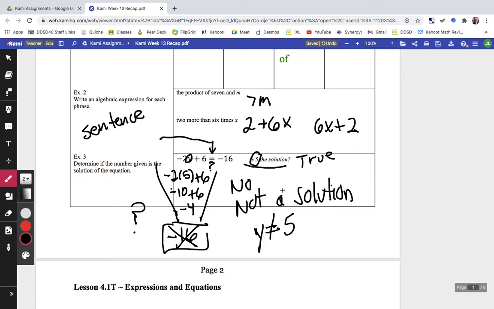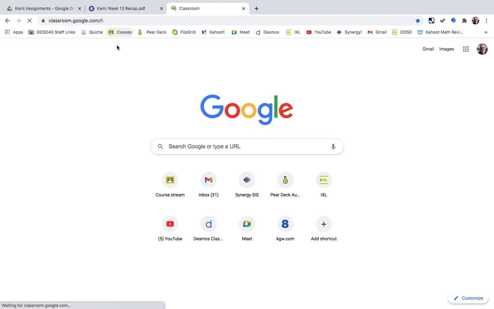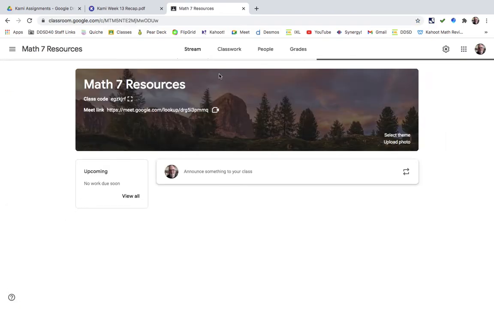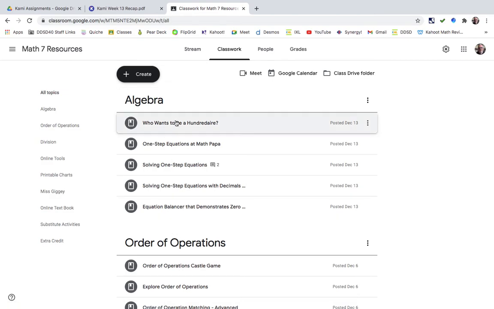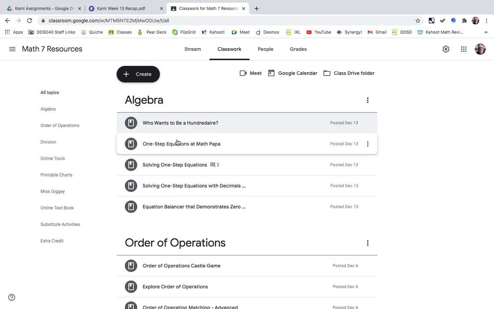So that was all for Kami today, so I'll close that out, and we'll go to Math 7 resources. I'll go to classes and Math 7 resources because I have added 5 websites to Math 7 resources. We did this one today, Who Wants to Be a Hundredaire, and that's also in your Pear Deck, some of those questions. And there are a couple other one-step equation sites and different ways to interact with algebra to test whether you understand it and explain it in different ways.